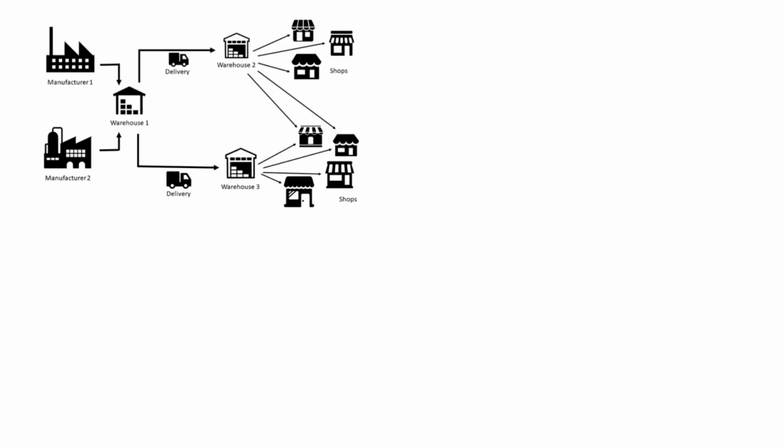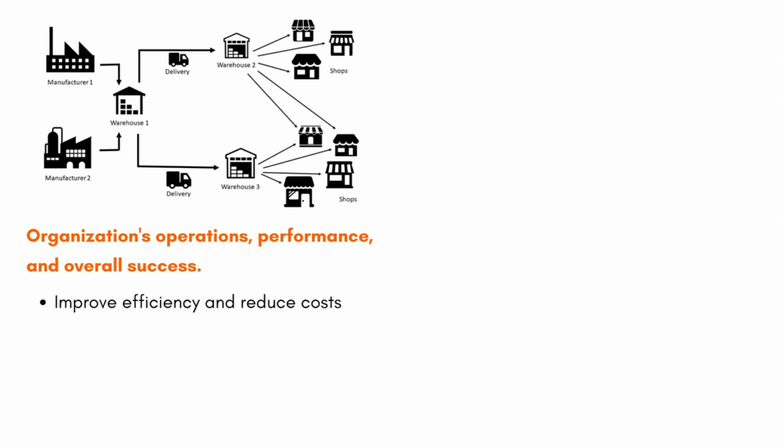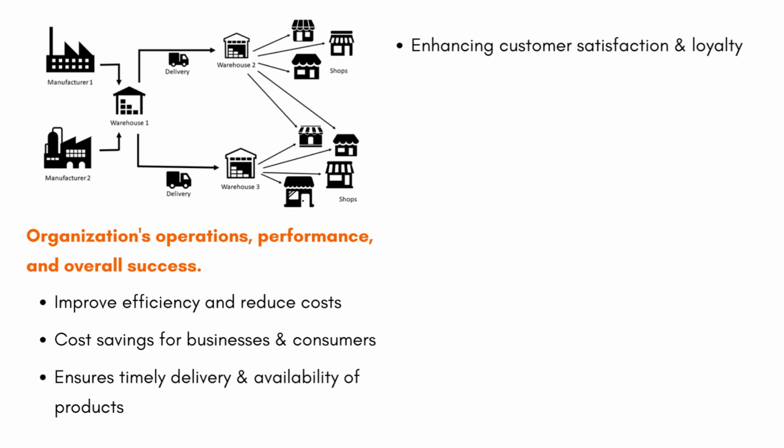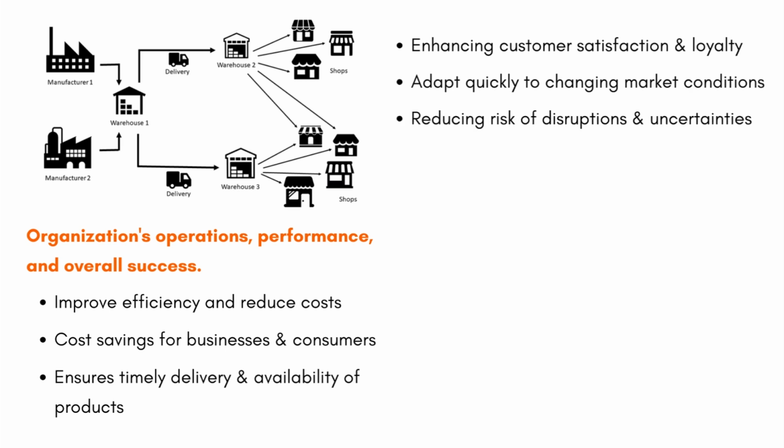Supply chain management is significant because it impacts various aspects of the organization's operations, performance, and overall success. Supply chain management can improve efficiency and reduce costs by streamlining processes and reducing inefficiencies. SCM can lead to cost savings for businesses and consumers alike. An efficiently managed supply chain ensures timely delivery and availability of products, enhancing customer satisfaction and loyalty. It is also crucial for a supply chain to be well designed so it can adapt quickly to changing market conditions, reducing the risk of disruptions and uncertainties.